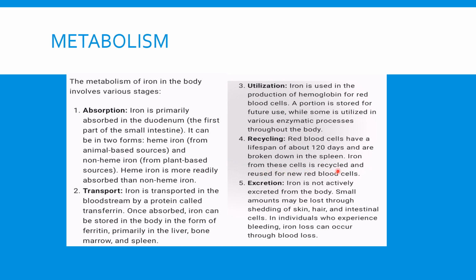Excretion. Iron is not actively excreted from the body. A small amount may be lost through shedding of skin, hair, and intestinal cells. In individuals who experience bleeding, iron loss can occur through blood cells.